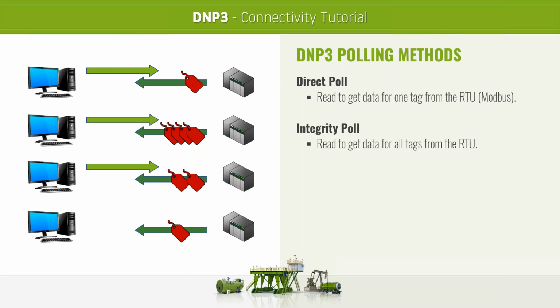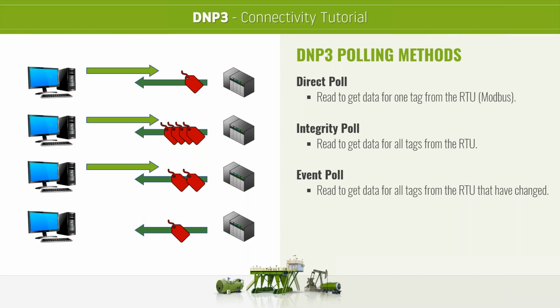The next type of poll we have is an integrity poll, also called a class 0 poll. And this is a single message that we send to the device that basically says, send me all the data you have. So it sends all the current values for all the tags in the RTU. It's somewhat like the direct poll, except instead of asking for each individual thing, we just send one quick message that says, give me everything you've got. And typically what you'll do is this will be sent immediately when the DNP3 driver starts up, so we know what all the values are at that point.